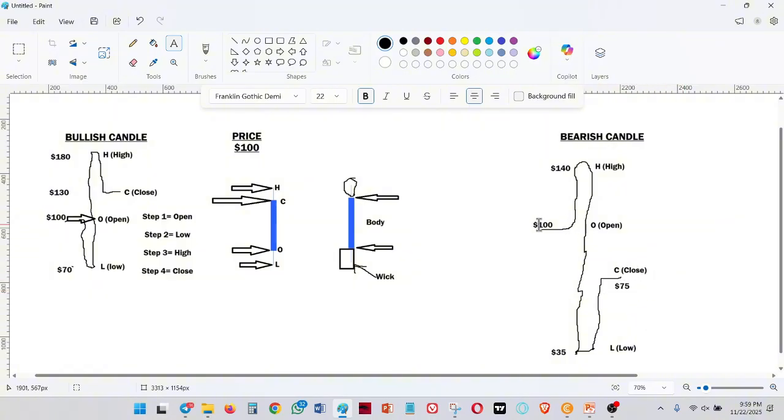So they opened, because the reason why this one is bullish is that it opened at $100 and closed at $130. That means it made 30% profit for that day. Am I correct? Meanwhile, the bearish candle opened at $100 and closed at $75. That means it lost 25%. So it's a bearish market because it's a falling market, while this one is a bullish market because it's a rising market. Please, are we all together?